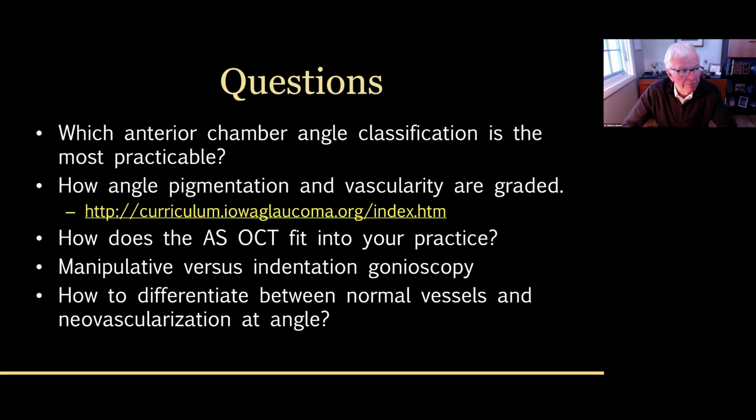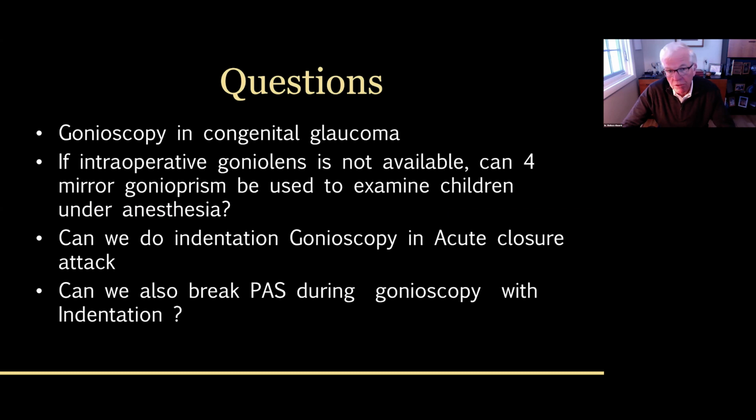In congenital glaucoma, you would usually use a direct lens, like a Swan-Jacobs lens or Koeppe lens, with the operating microscope to do the exam. But in answer to the second question, can you do it with a surgical microscope and a four-mirror lens? Yeah, you can. It would be a little bit more awkward, but I don't know why you could not do that.